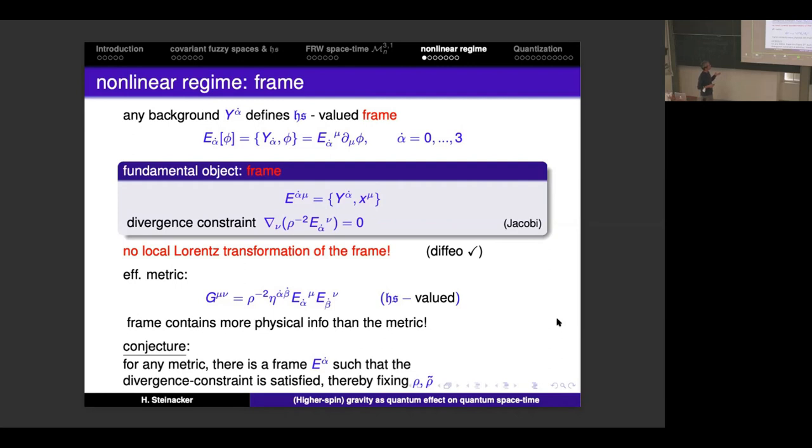And so, okay, let me phrase the conjecture here that for every given classical metric, there is a frame which satisfies this constraint. Actually, we haven't proved that yet. It shouldn't be so hard. But if you do that, then it will probably also pretty much uniquely specify the dilaton and the axion. This is what I meant with there is more physical information. So this needs to be clarified.